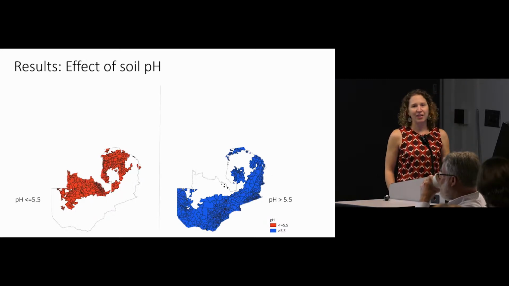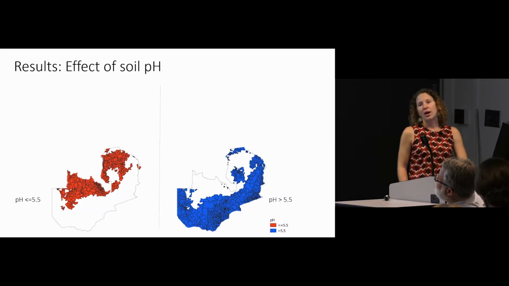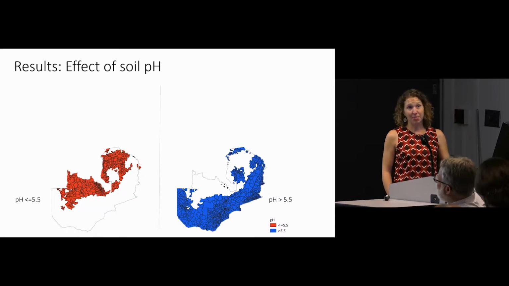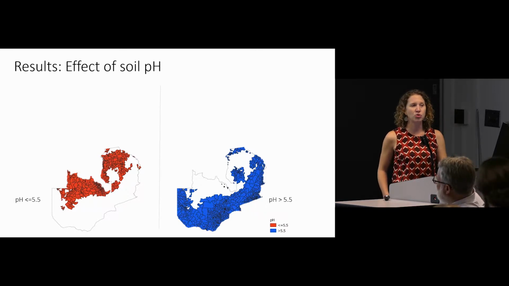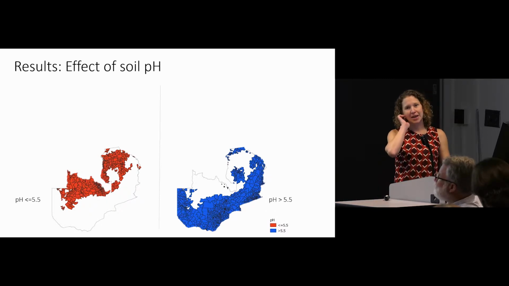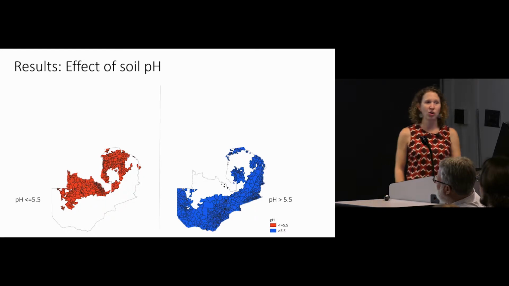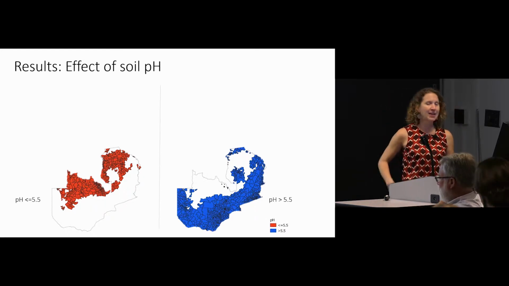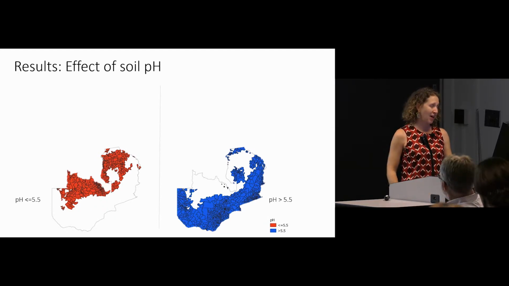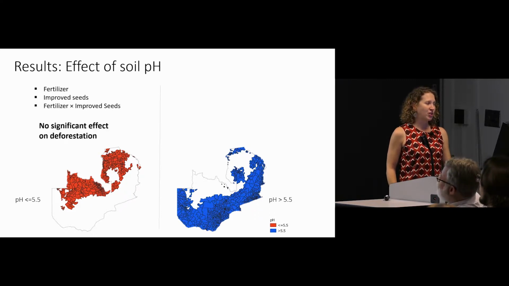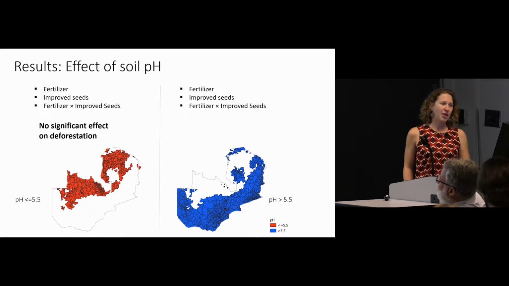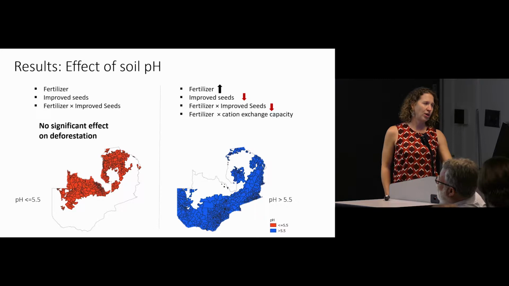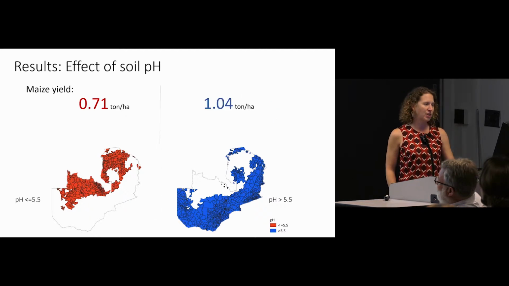So then we looked at the effect of soil pH. Existing literature from studies in Zambia points to a threshold in terms of pH for maize growth. It indicates that below 5.5 in pH, fertilizer is less efficient, so the growth response is lower. And at higher pH than 5.5, the effect is higher. So we found that neither fertilizer nor improved seed had an effect on deforestation at low pH, while at a higher pH, there was the same relationship that I showed in the earlier table. So the interaction of fertilizer and cation exchange capacity is quite important.